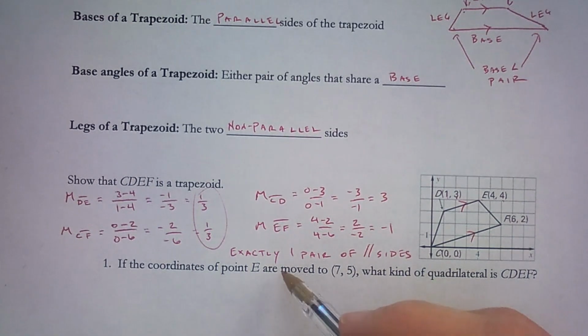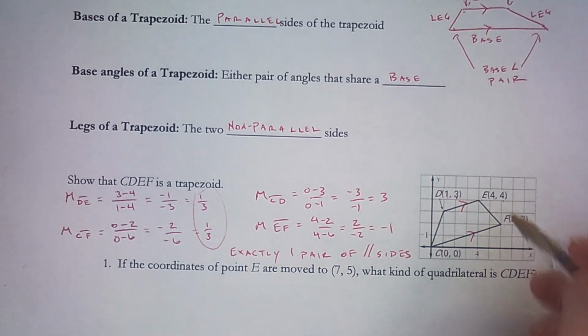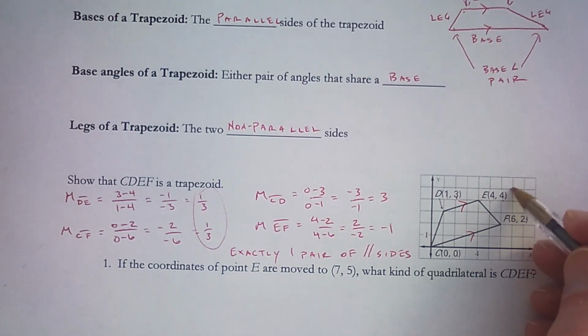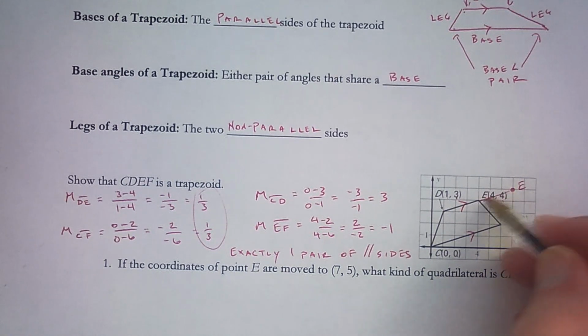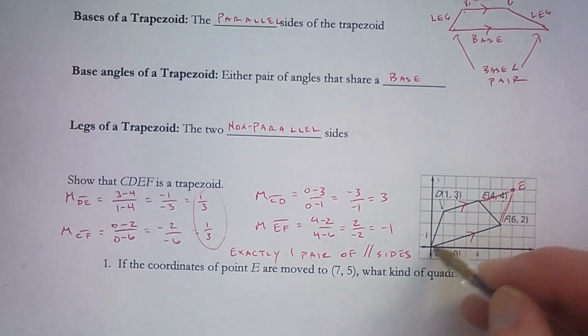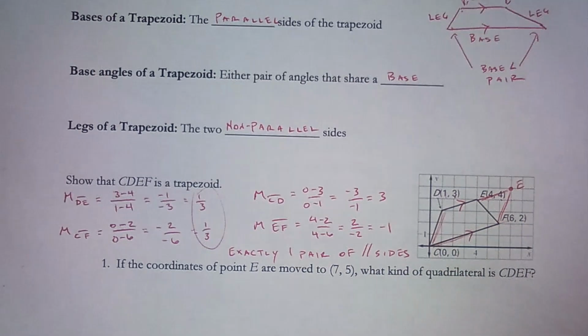What if point E is moved to 7, 5? Right now it's at 4, 4, so 5, 6, 7, and then 5. So point E is now moved here. What kind of quadrilateral are we looking at here?